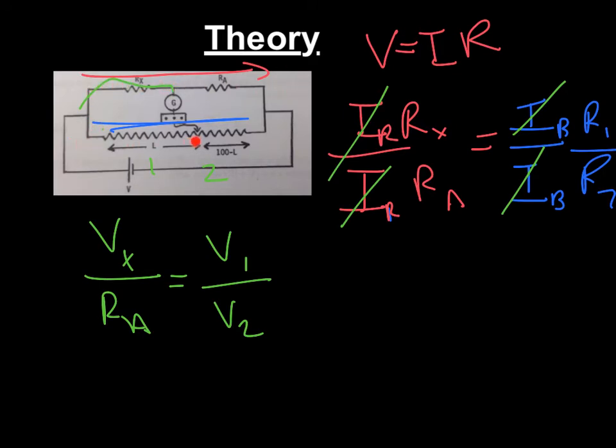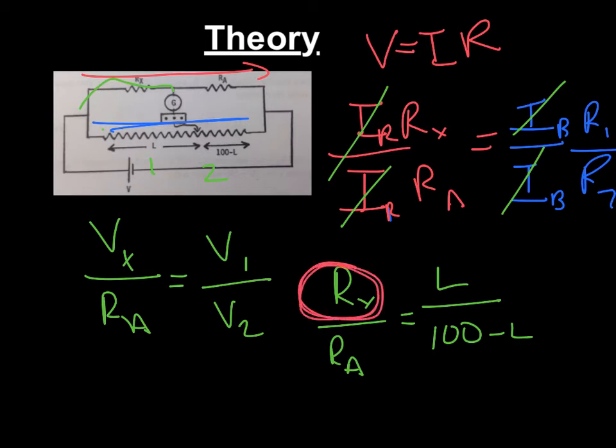Same thing here, none's flowing in here, so it has to go straight through. Now we know that if a wire is longer, it's harder to get through, so the resistance, how hard this wire is to get through, is proportional to length. We'll talk about resistivity later, but this is Rx over Ra is equal to L over 100 minus L. And algebraically, you will solve for Rx, your unknown resistor.